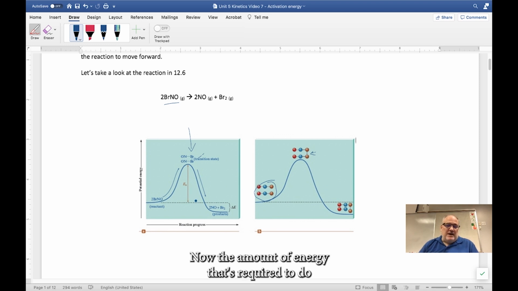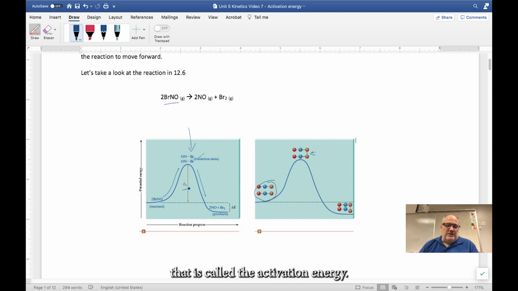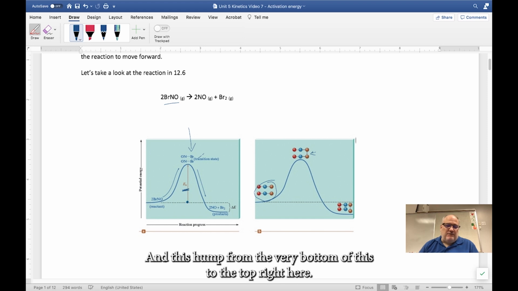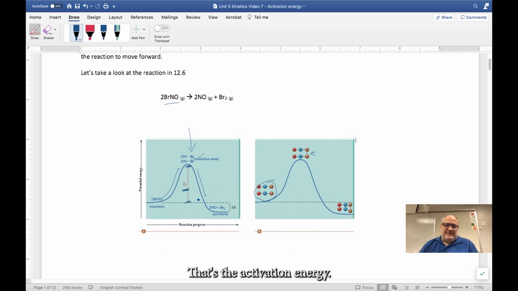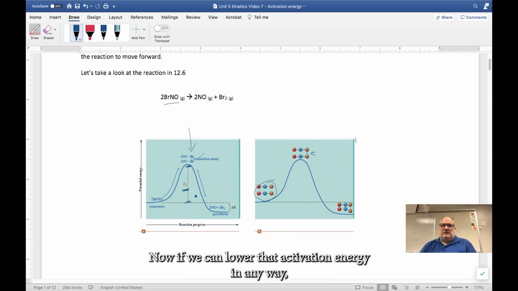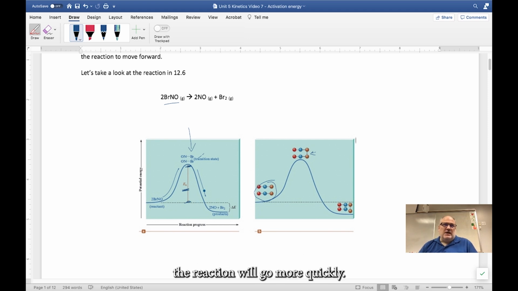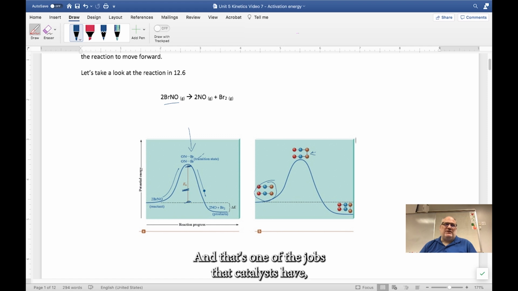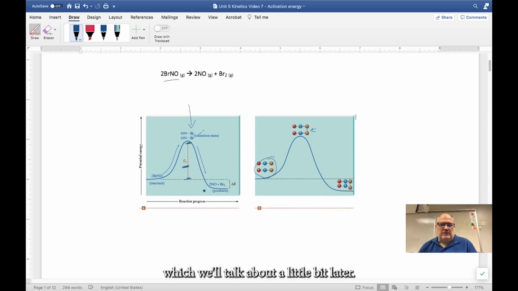Now, the amount of energy that's required to do that is called the activation energy. And this hump, from the very bottom of this to the top right here, that's the activation energy. If we can lower that activation energy in any way, the reaction will go more quickly. And that's one of the jobs that catalysts have, which we'll talk about a little bit later.